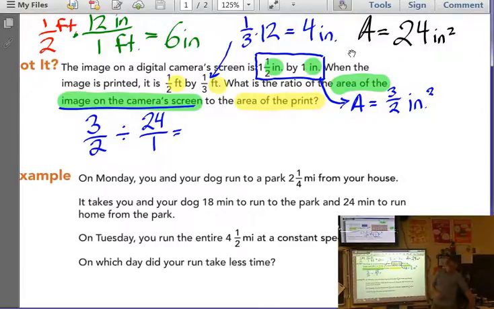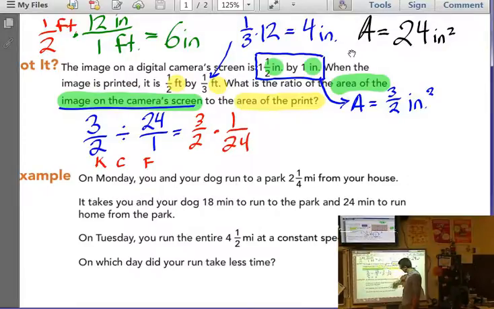Colin, at this point, because I have a fraction divided by a fraction, what do we do? You basically keep change flip. We keep change flip to make it 3/2 times 1/24. Now, let's make life easy. Can we cross reduce? Yes. Xavier, what cross reduces? 24 and 3. 24 and 3, they both divide by? 8. Oh, no.